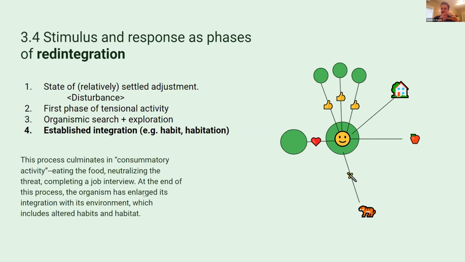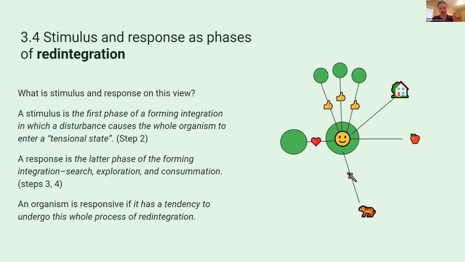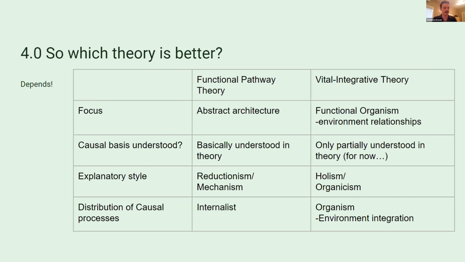So at the end of this process, the organism has enlarged its integration with its environment, and that includes altering its habits and the habitat that it's in. So what is a stimulus and a response on this view? A stimulus corresponds to the second step, entering into this tensional state where the behavior of the organism changes. And a response is steps 3 and 4: the organismic search and exploration, and then the consummatory activity, which restores integration with this new disturbance. So an organism is responsive on this view if it has a tendency to undergo this whole process of reintegration.